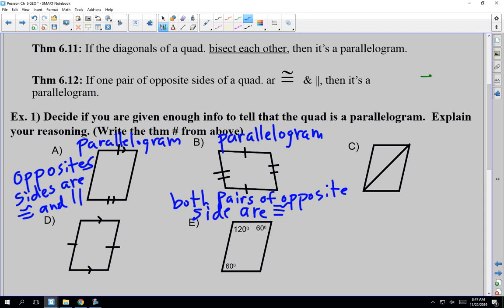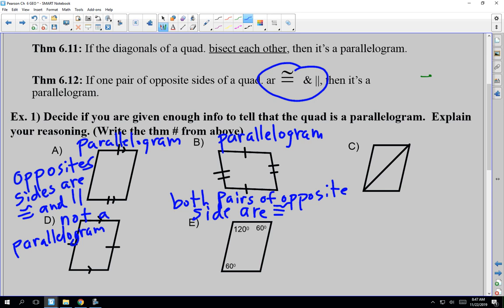So all these look like parallelograms. That's always the case. But you have to be able to prove they're parallelograms based on the markings. So D is actually not a parallelogram. It says if one pair of opposite sides of a quadrilateral are congruent and parallel, it's got to be the same sides that are congruent and parallel, and this is not. Unless it fits one of the other ones up above.